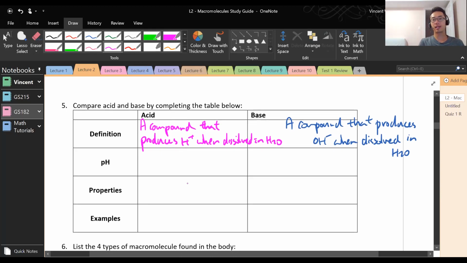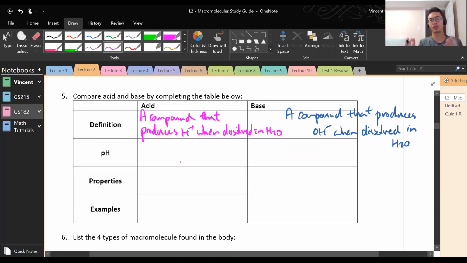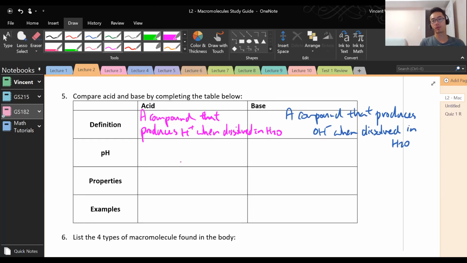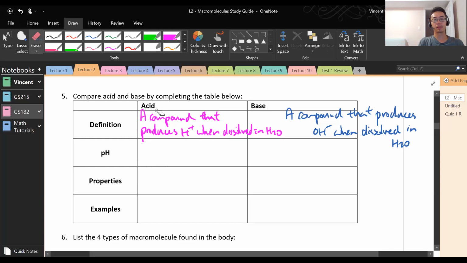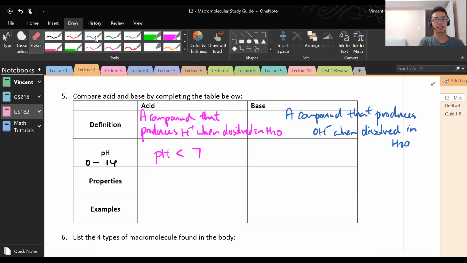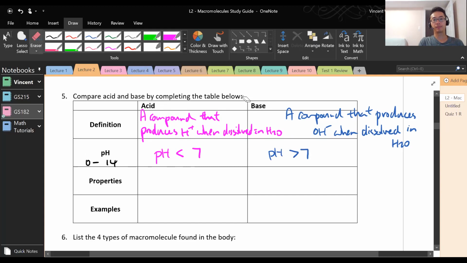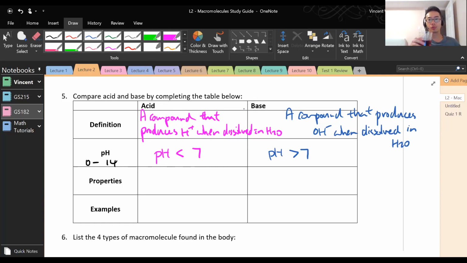Now, pH is a scale that we use to measure the acidity of a substance. Okay, so if you have a liquid here, you can dip a pH meter in, and it would tell you whether it's an acid or base. So the pH scale goes from 0 to 14 in general. So anything that is less than 7, so pH less than 7, we call it an acid. If it's greater than 7, then it's going to be a base. And if it's at 7, then we say neutral. Okay, so distilled water is neutral.